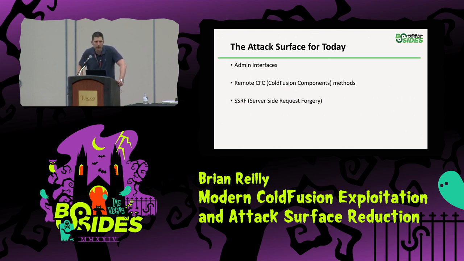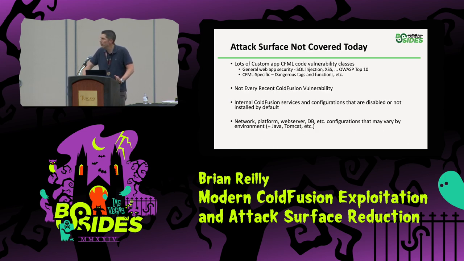Okay, in terms of what we're going to talk about today, there are three main categories. First one is going to be admin interfaces. The second one is going to be remote ColdFusion methods. And then finally, a little bit about server-side request forgery. With that said, there's going to be a lot of attack surface that's out of scope for today. Like any other web language, web application security vulnerabilities can apply to ColdFusion. So for your custom code, you need to worry about things like the OWASP Top 10, cross-site scripting, SQL injection, logic flaws, basically anything regardless of whatever language or framework you're using, it would apply to ColdFusion as well.